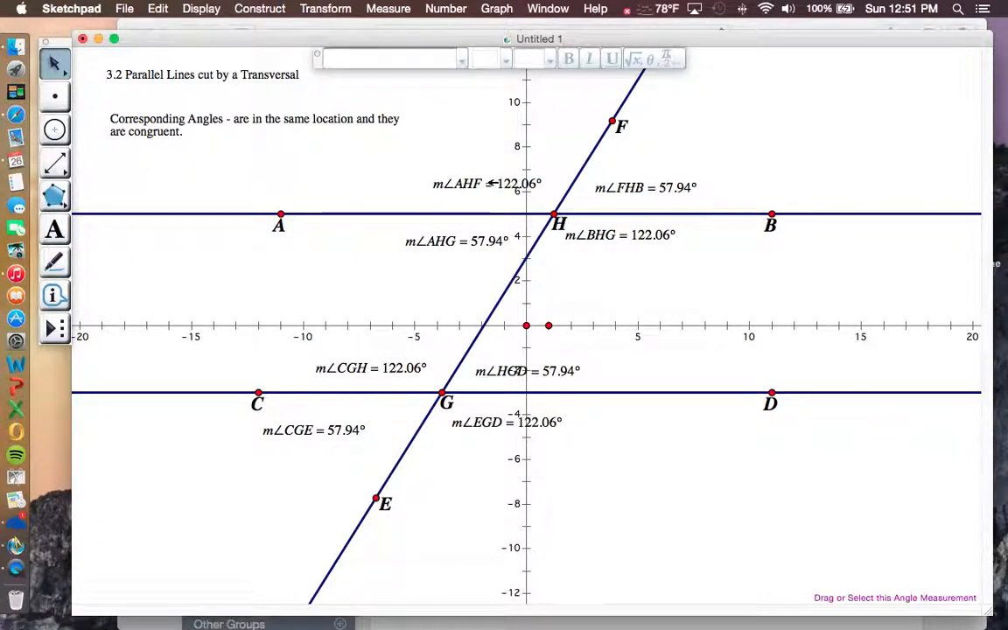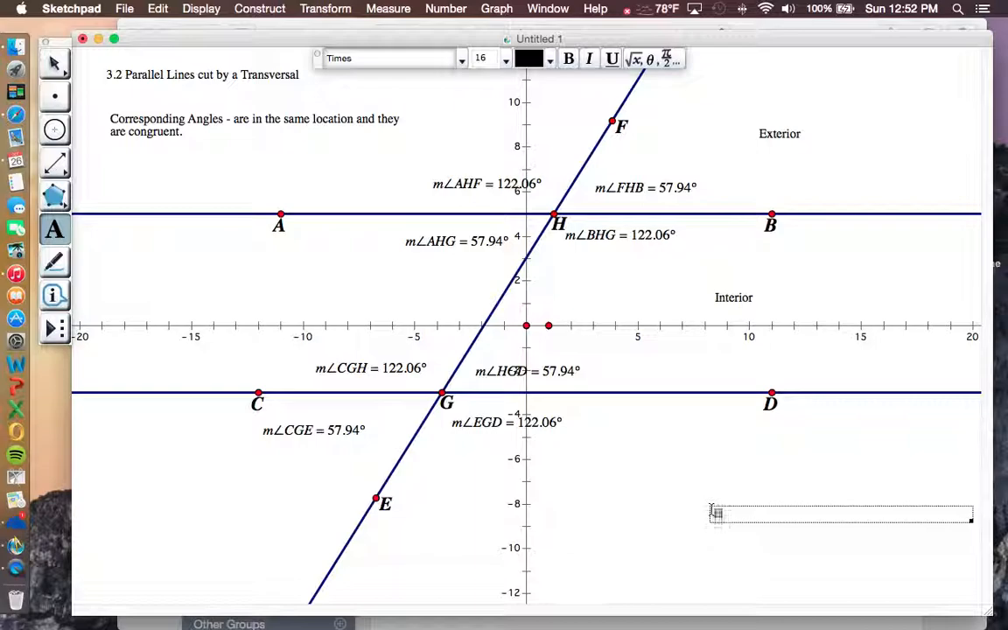Now I want to talk about this angle here and this angle here. Let me type something in here. I'm going to type in here that this is my interior, in between the two parallel lines. It's inside, it's the interior. Up here, this is the exterior, and down here, I'm going to call this the exterior.